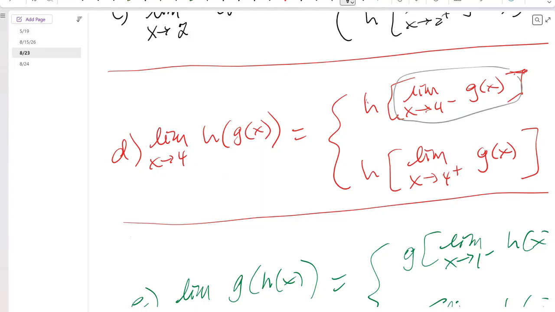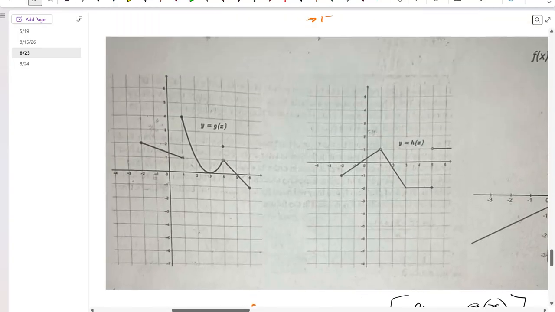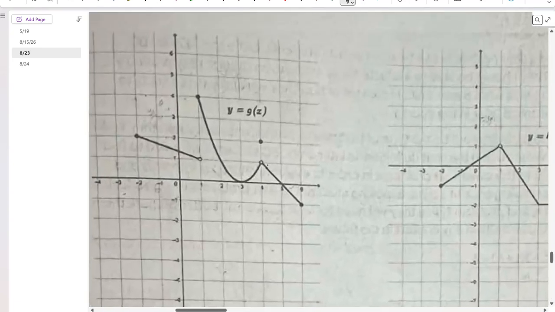This piece here, we're going to look at this first. So x is going to 4 from the left of g of x. Here's 4. Let me pick a darker color. We're looking at it coming in from the left of 4, and we look at the y values coming in to g. And if we go over to the y-axis and see what those actual values are, they are coming in to 1 from the left of 1.